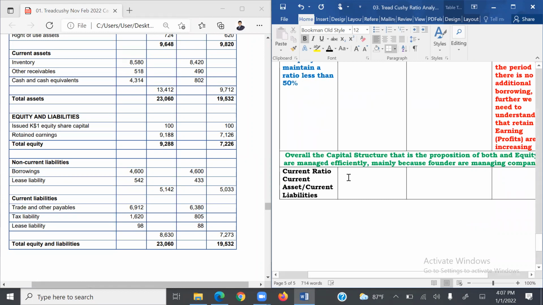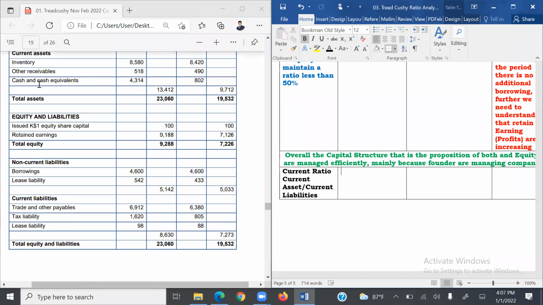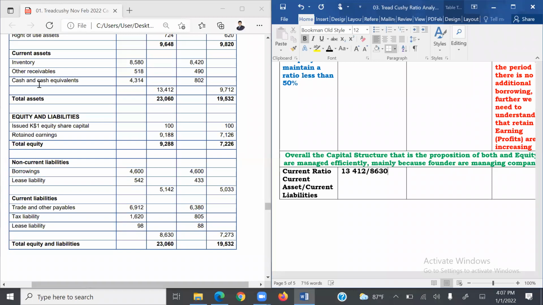Okay, so students, it's very simple. Now, current assets include inventory, receivables, cash. 13,412 is the total current asset. Current liability, if you see, is 8,630. So effectively, let's do the calculation: 13,412 divided by 8,630. The answer here is 1.55 is to 1. So generally, students, it should be 2:1. That is the normal norm, but here it is 1.55 is to 1.